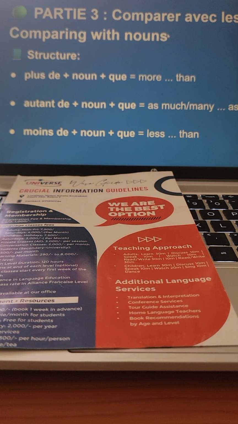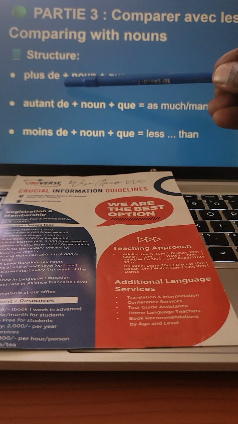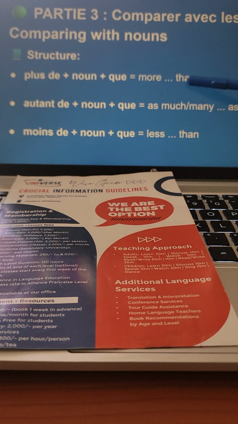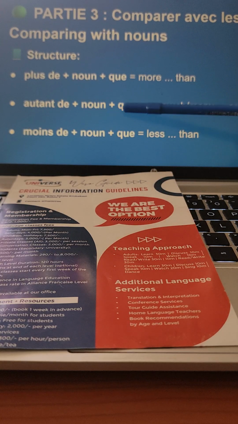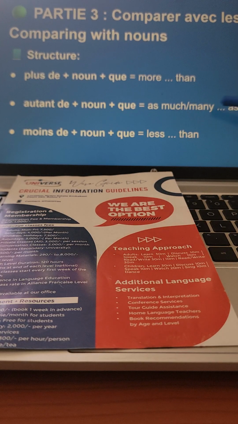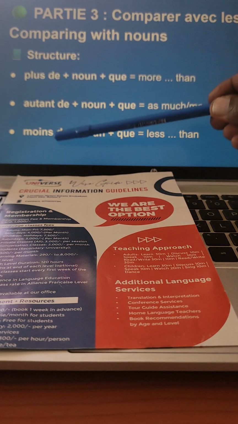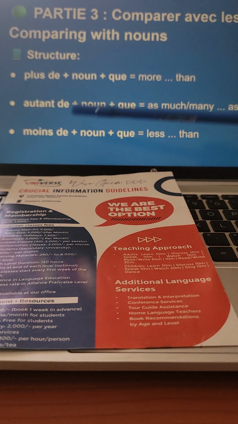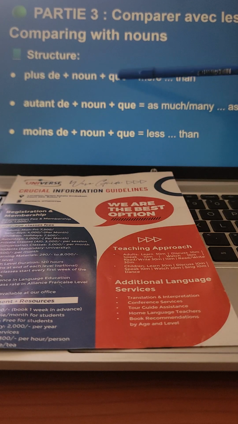The structure is, now you see plus de, then you put the noun there, que, more than. Autant de, noun, que: as much, many, as. Moins de, noun, que, less than. So you can see when you're comparing using a noun, it's almost the same as when you compare using a verb. The only difference is you have added a noun. There is de to show quantities. Plus de, autant de, moins de, then the noun, then you put que.